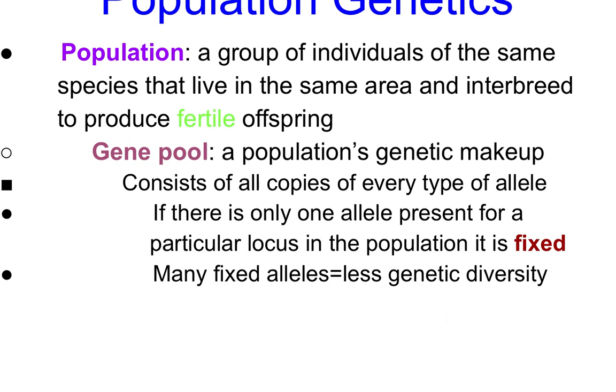It consists of all the copies of every type of allele. If there's only one allele present for a particular gene or locus, the loci being where it is on a chromosome, in a population and it is fixed, then many fixed alleles equals less genetic diversity.